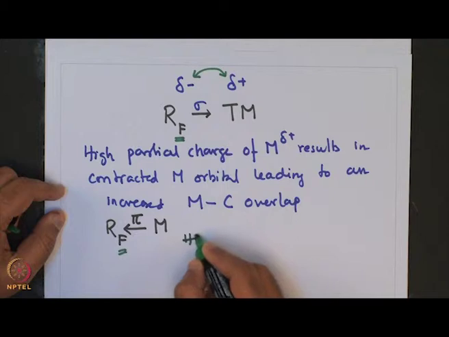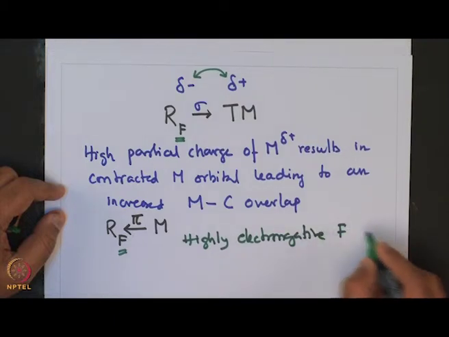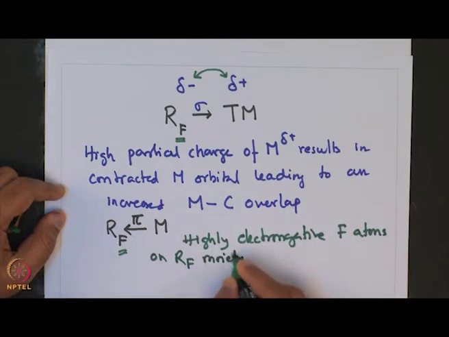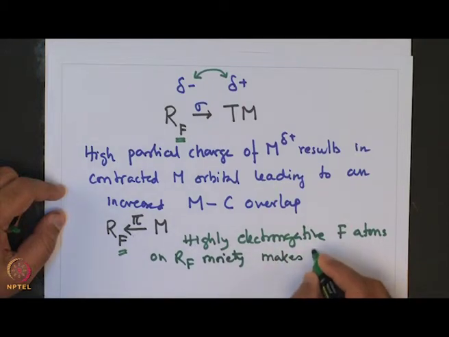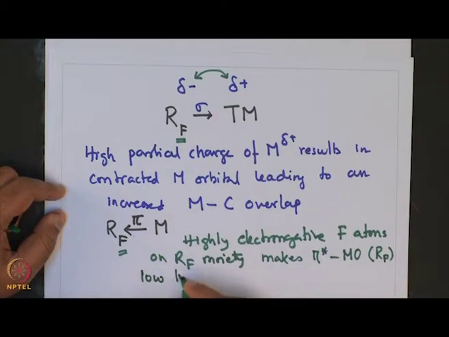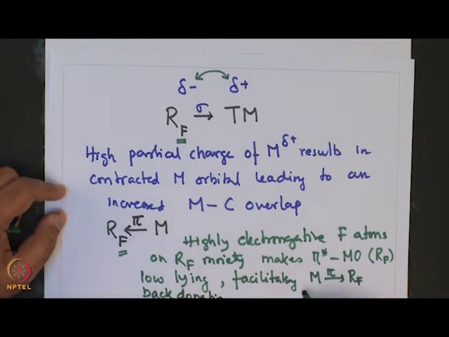So, highly electronegative fluorine atoms on the RF moiety make the pi star MO of RF low lying, thereby facilitating metal to RF back donation, and increasing the M-RF bond dissociation energy.